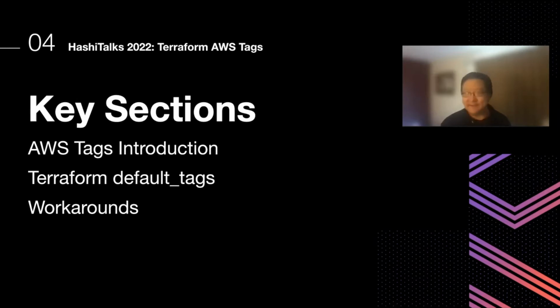And the third is, like any software, there are going to be little bugs, issues, things like that, little quirks. So some workarounds when you're trying to use AWS default tags, so that way you're not really frustrated when you try to actually put this into production.